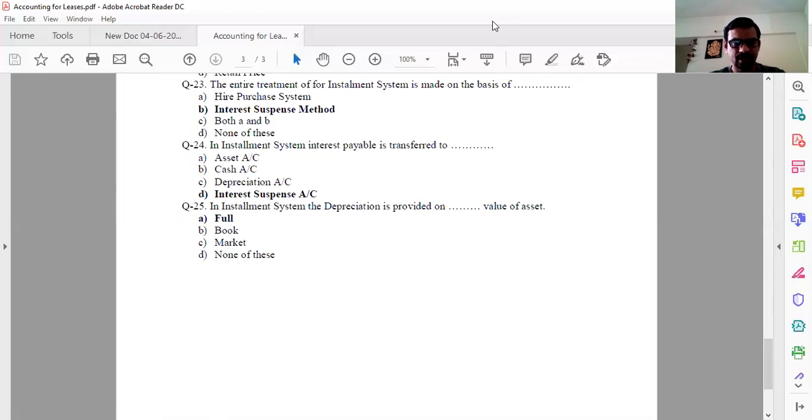So in this way, the MCQ questions will be asked on the accounting for leases. Understood, students, about the accounting for leases?